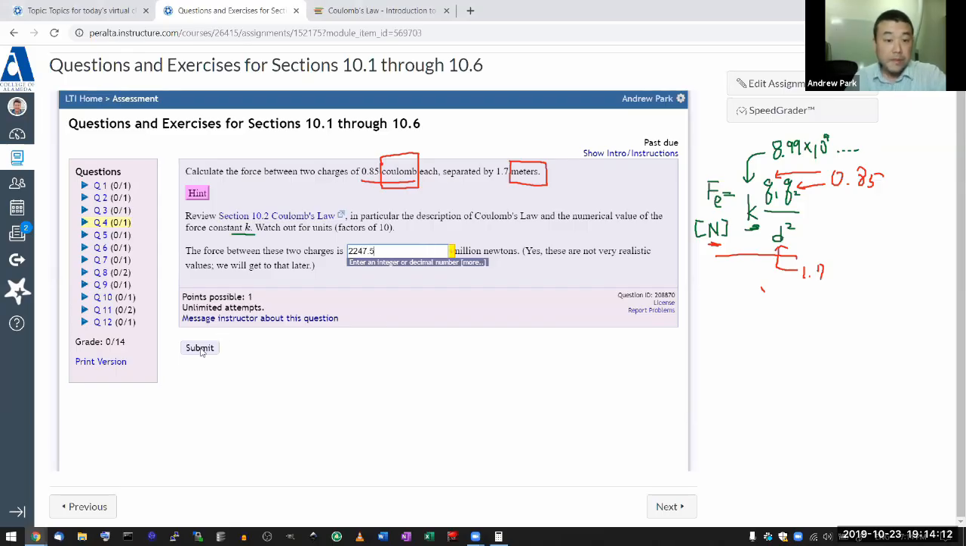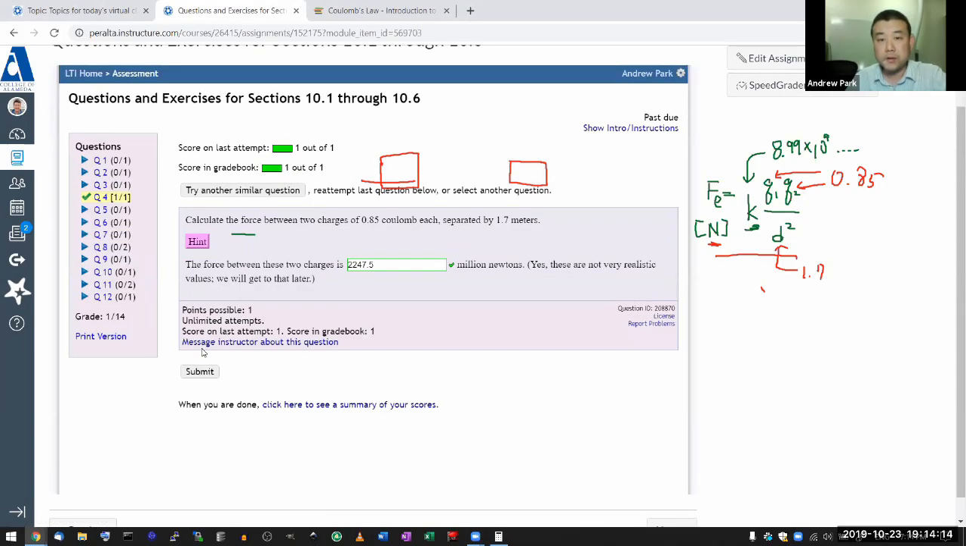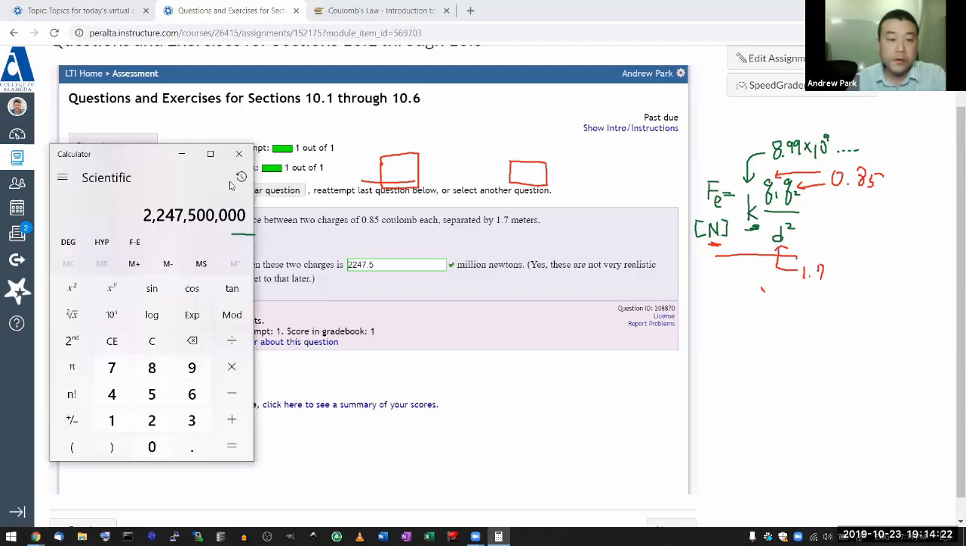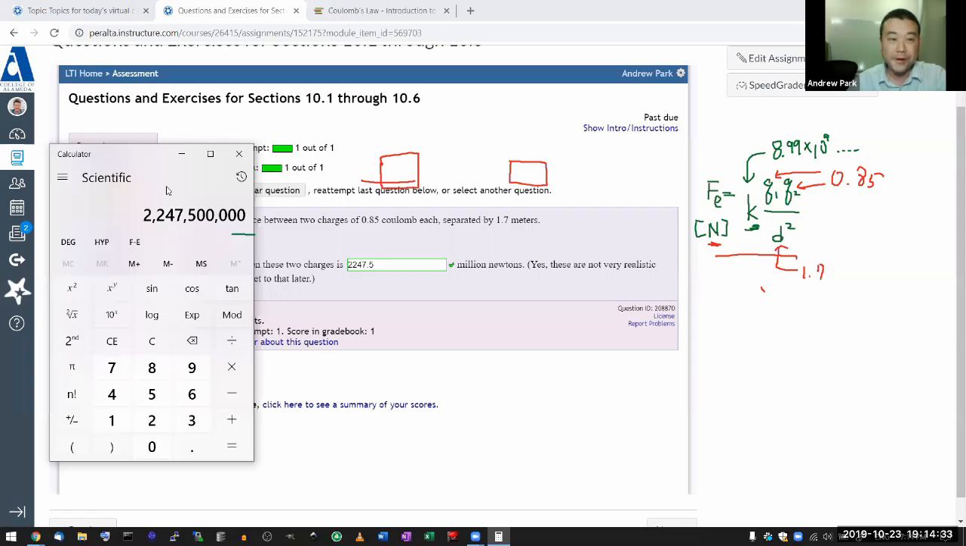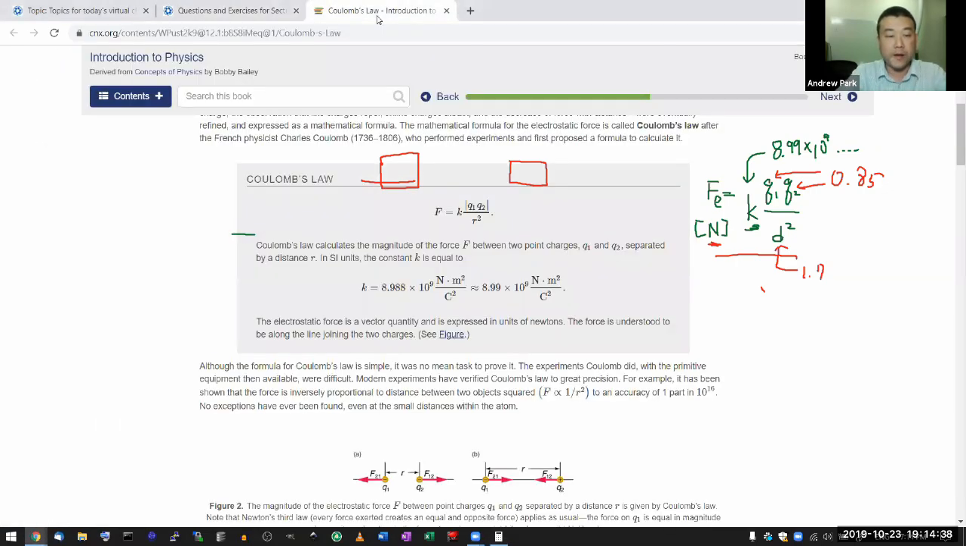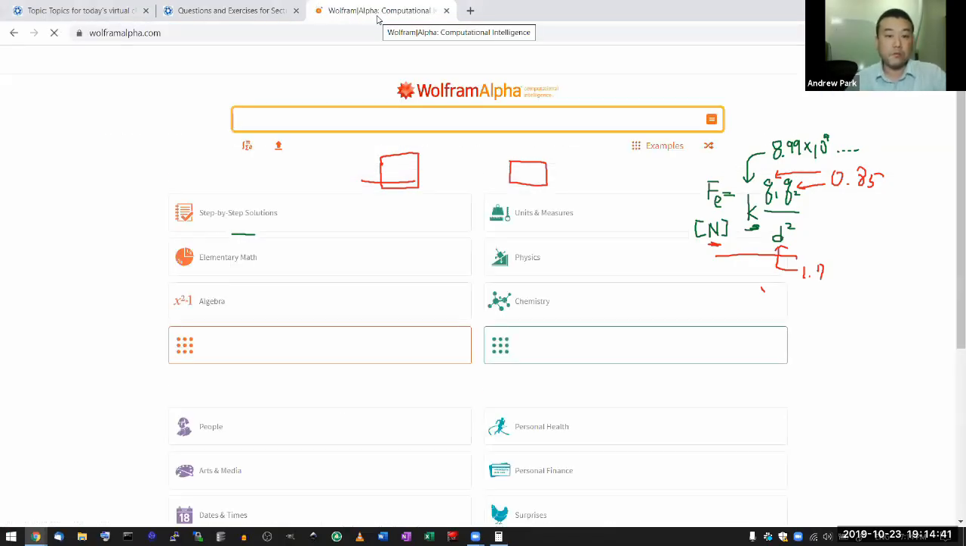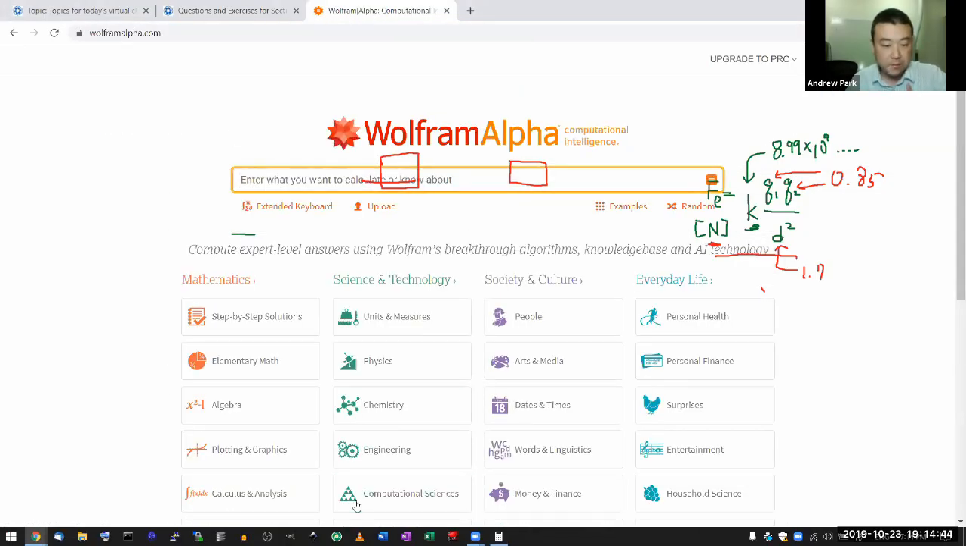2247.5. Now, sometimes as you are doing this on your calculator, you might not feel very comfortable with how your calculator works. In that case, it's helpful to have something else that you can check your calculator with so that you can see what the correct answer is. The tool that I recommend for that is something called Wolfram Alpha. The nicest thing about Wolfram Alpha is it shows you how it interpreted your input.